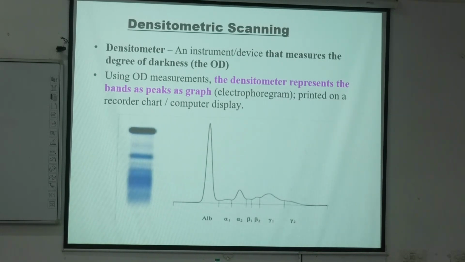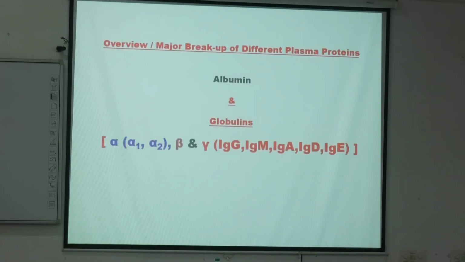If the concentration or the intensity of the colored solution is high, you will get a higher OD. Similarly, if the concentration is higher here, you will get a higher peak. As you can see, this is a peak. So from positive to negative, you will get albumin, then alpha 1, alpha 2, beta 1, beta 2, gamma 1, gamma 2. So albumin, alpha, beta and gamma, that will be the sequence from positive to negative.